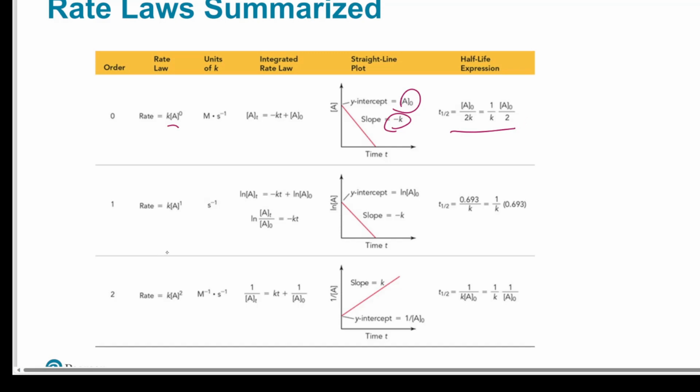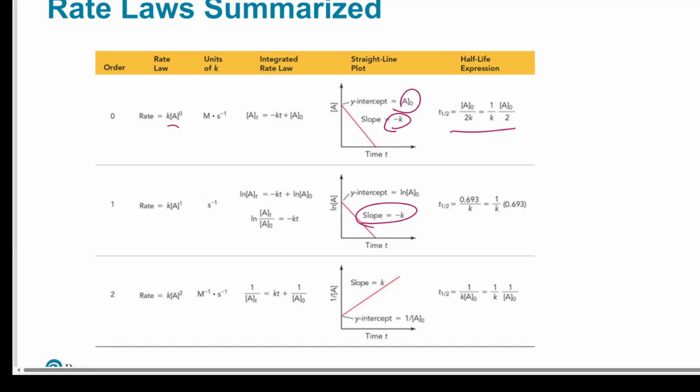For our first-order reaction, we have rate equal to k times A to the first power. Our units are inverse seconds. Our integrated rate law is ln of A at time t equal to negative kt plus ln of A0, where the slope is equal to negative k and the y-intercept is equal to ln of A0. Our half-life for a first-order reaction is equal to 0.693 over k.